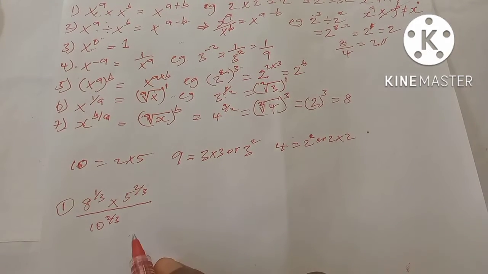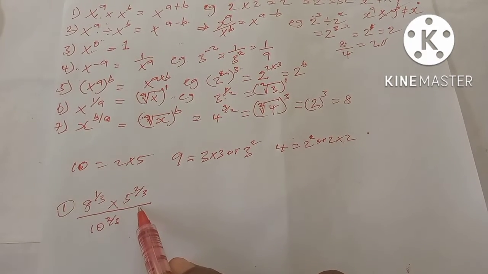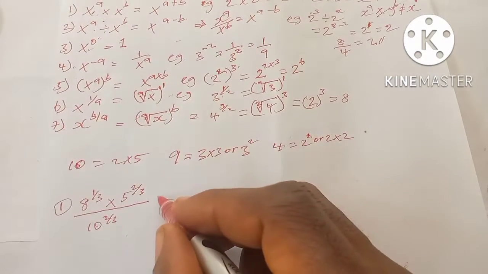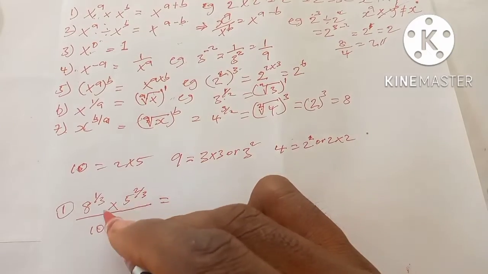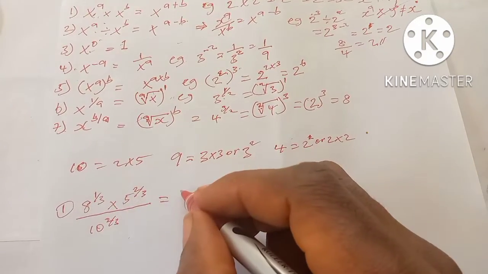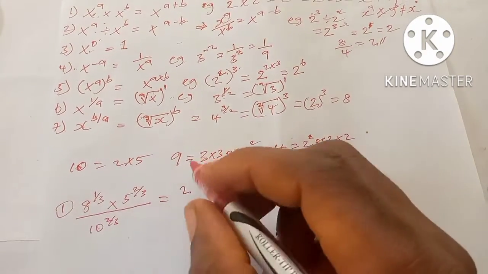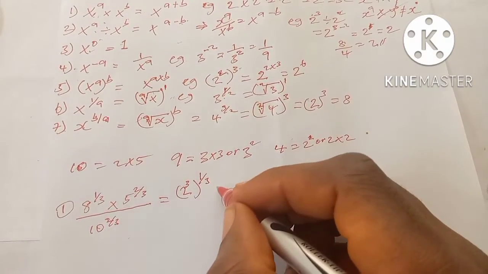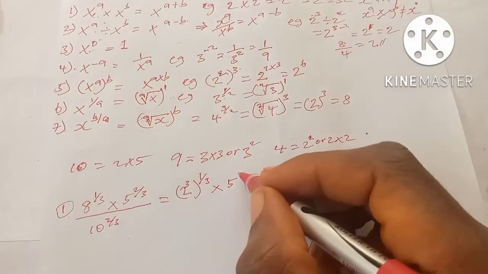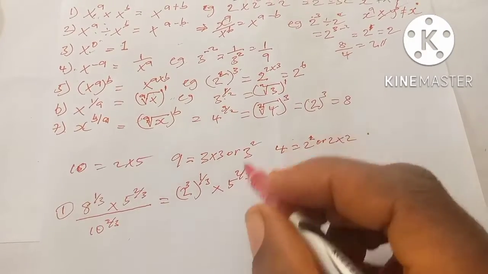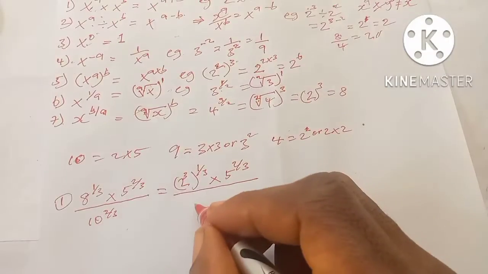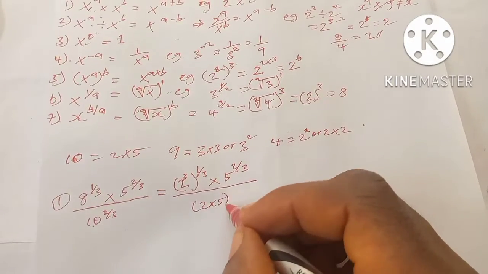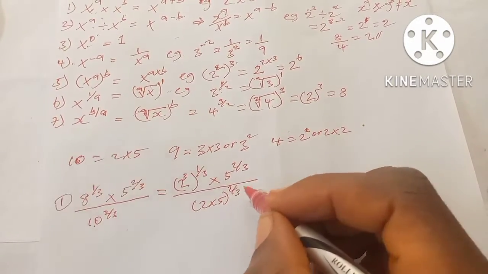So let's solve question 1. Let's say we are given this to solve in indices. So how are we going to solve it? Let's start. 8 raised to the power 1 over 3 can be written as, now 8 can be written as 2 raised to the power 3, all raised to the power 1 over 3, multiplied by 5 to the power 2 over 3, all over, and this 10 can be written as 2 times 5, all to the power 2 over 3.